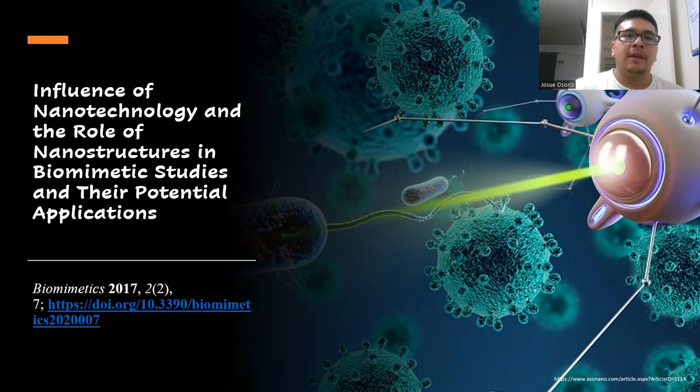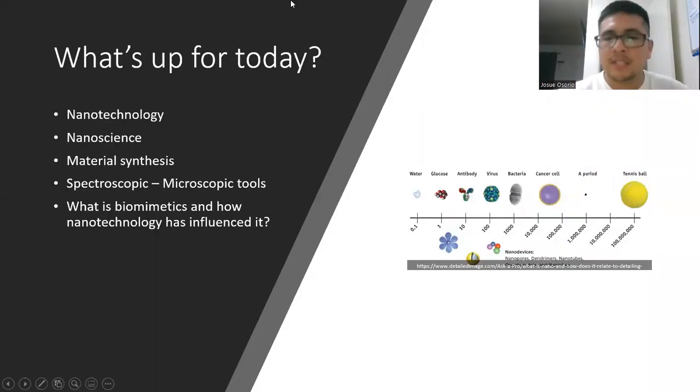Okay. Today, we're going to be reviewing a review, which means that it is just a lot of different papers combined into one. Okay. So it's just a review, a summary of many works in this field. And today's title is Influence of Nanotechnology and the Role of Nanostructures in Biomimetics Studies and Their Potential Applications. Okay, let's get started. So, what's up for today?